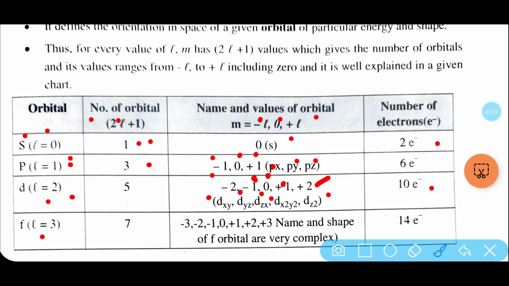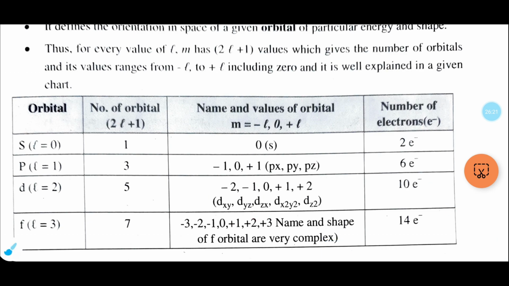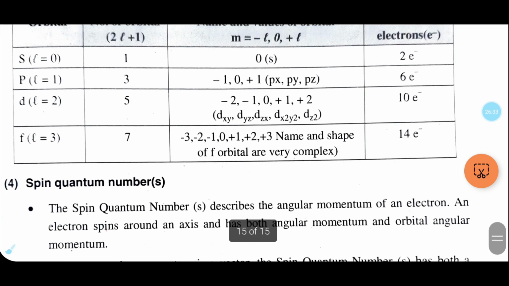Likewise, here l is equal to 3 for the f orbital, and so the number of orbitals is 7. The names and shapes of these orbitals are very complex; the f orbital has a very complex shape. If the azimuthal quantum number is equal to 3, then the values of the magnetic quantum number are -3, -2, -1, 0, +1, +2, +3, that is, between -3 to +3. There are 7 subshells, and each subshell has a capacity of 2 electrons, so there are a total of 14 electrons in the f orbital. In this way, the magnetic quantum number gives us the values for these different orbitals, depending upon the azimuthal quantum number.